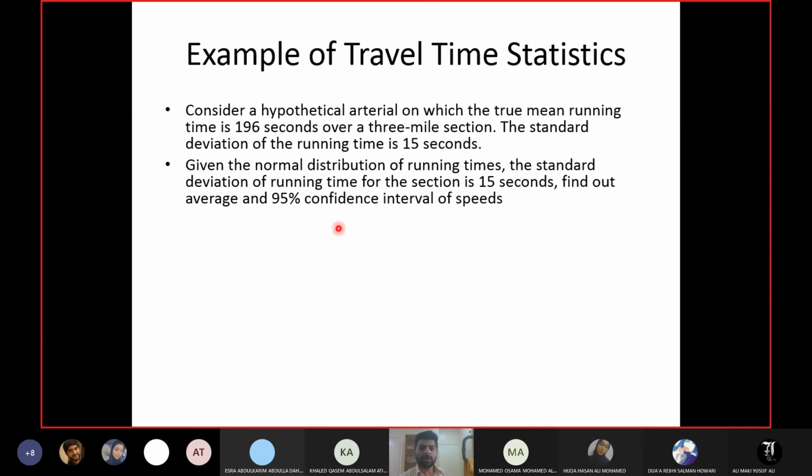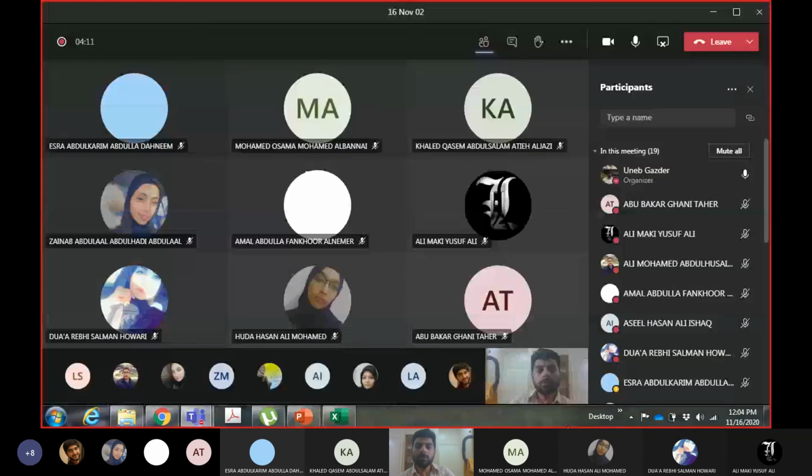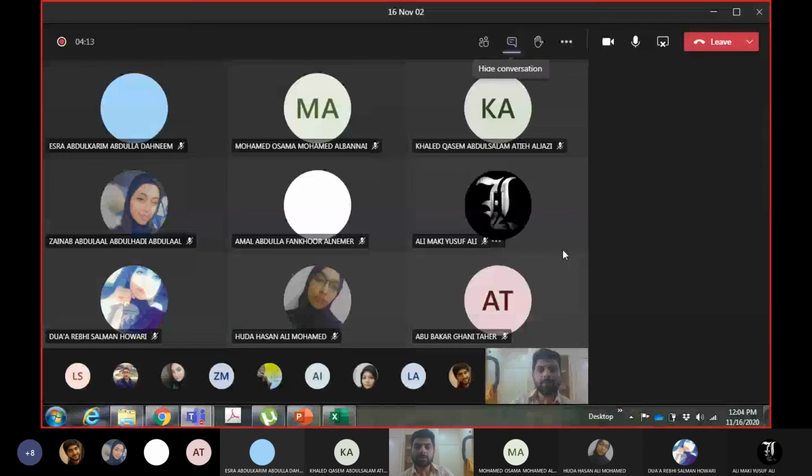Now they're asking me to calculate the confidence interval of speed. For that, I need to calculate the confidence interval for running time. Everything will be calculated from the running time. The average speed will be calculated from the average running time, and the confidence interval of speed will be calculated from the confidence interval of running time. Now, the equation for confidence interval, which we saw for the spot speed case, is this one.